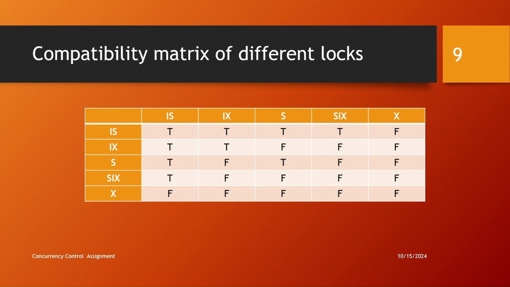If the node is in shared lock, it means that it can only be locked in intention shared or shared mode. If the node has a SIX lock, then it can be only locked in intention shared mode, and if it is holding an exclusive lock, it cannot be locked in any other mode until the transaction which is holding the exclusive lock releases that lock. Now this is the compatibility matrix.